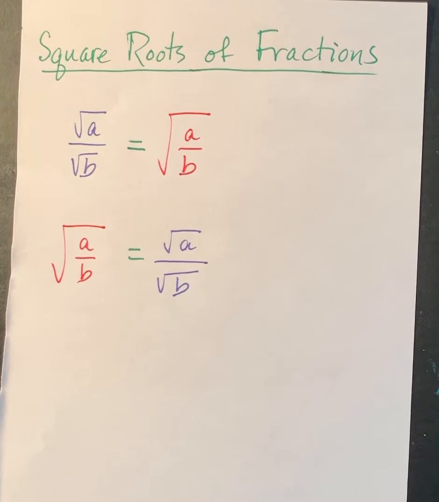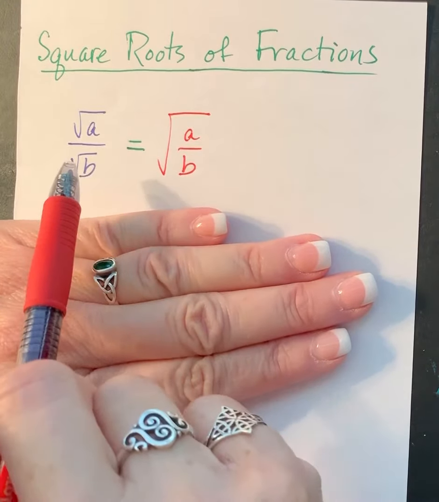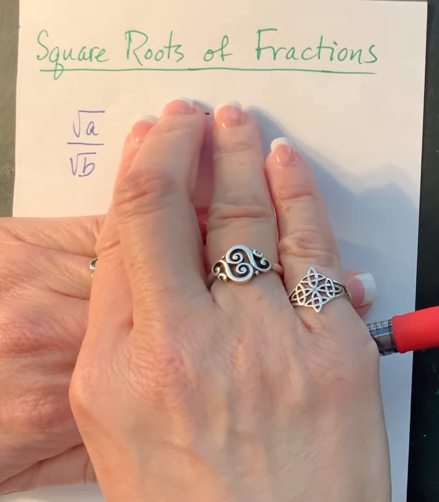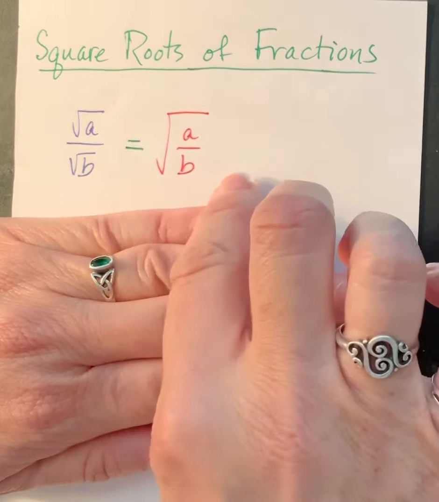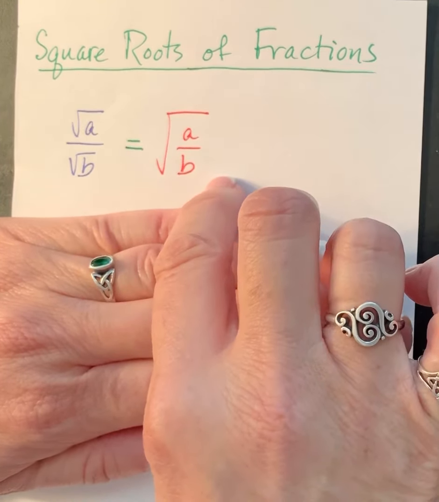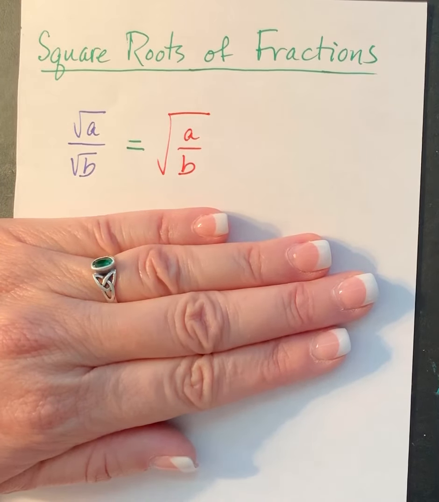Okay, this video is going to be about square roots of fractions. Here's what we've learned previously. If you are dividing two square roots, like the square root of a divided by the square root of b, you can write that as the square root of a quotient, a divided by b. So you can take two of them and write it as one, if you want to.